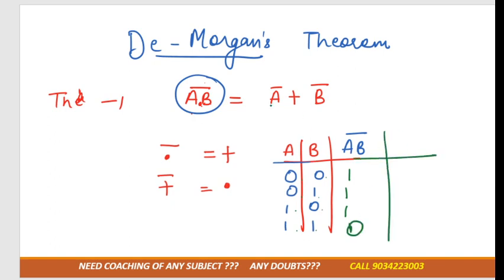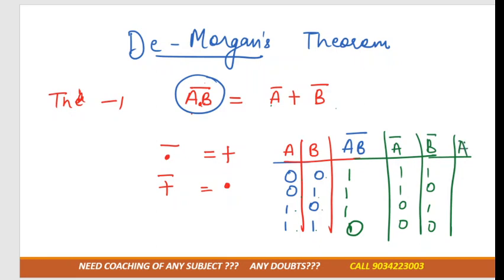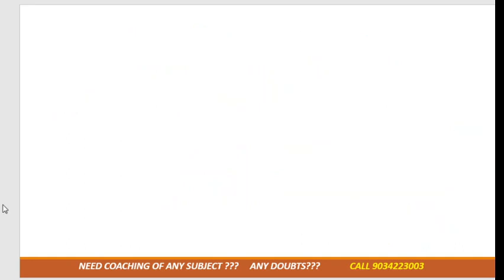Now if we want to take A bar plus B bar, A bar is how much? 1 1 0 0, right? And B bar is how much? 1 0 1 0. Now if we want to add them, A bar plus B bar, these two outputs must match with each other, like for A·B bar and for this one. Next one, A bar plus B bar, we will add: 1 plus 1 is 1, 1 plus 0 is 1, 0 plus 1 is 1, and 0 plus 0 is 0. So these two outputs match with each other. So this verifies De Morgan's theorem. Okay, clear? This is theorem 1.